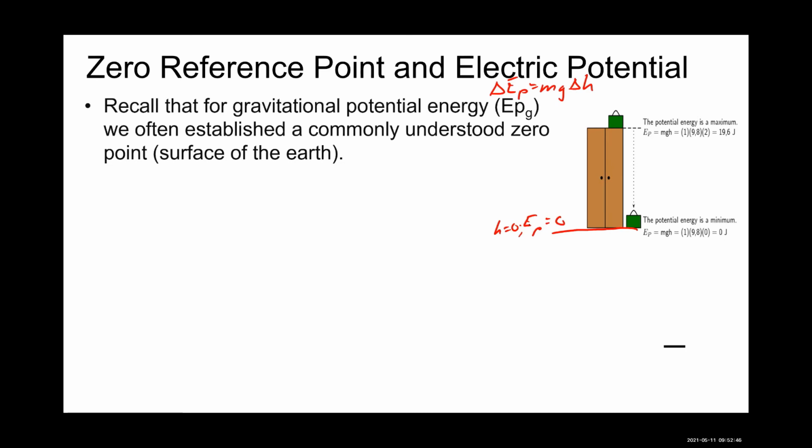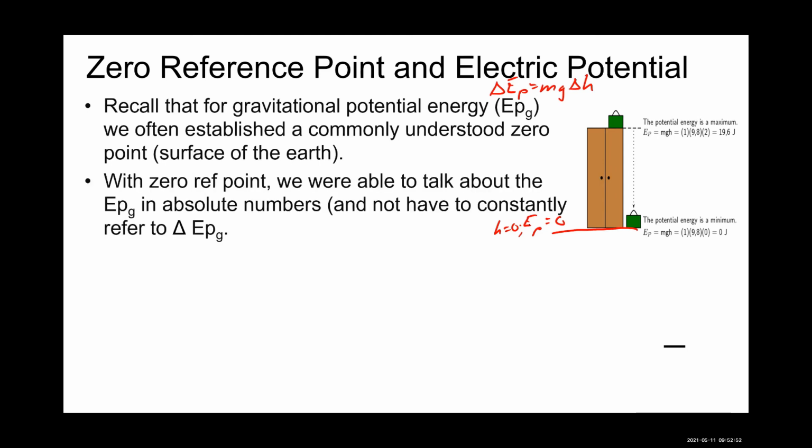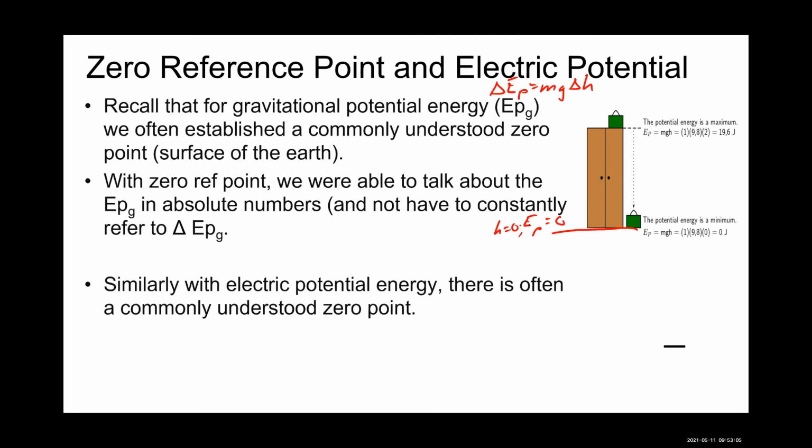So for gravitational potential energy, we often established a commonly understood 0 point. The most common one was the surface of the Earth. When we do that, we don't have to talk about the change in gravitational potential energy. We can just talk about the amount of gravitational potential energy an object has, as long as we all understand where 0 is.